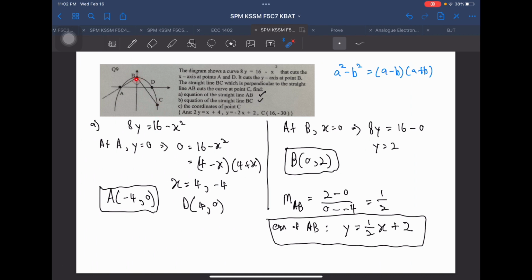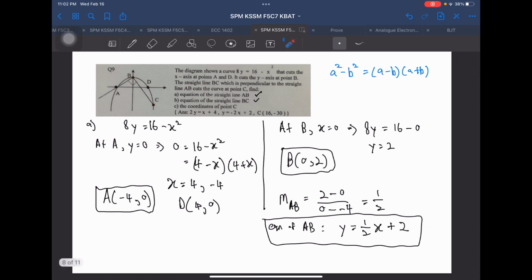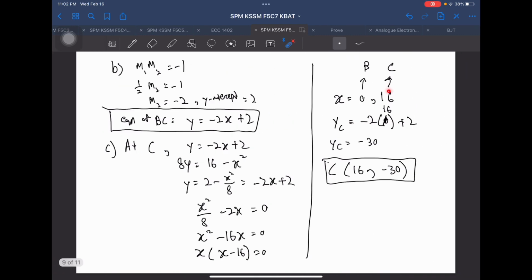So at B, your x is 0. At C, your x is another value. So you use 16 for C. And then sub it back into the first equation, y equals negative 2x plus 2. You got your y is negative 30. Hence, you got C is this coordinate. Easy, right?